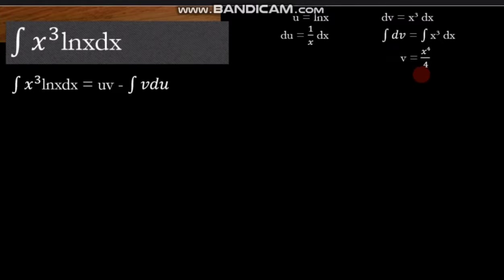And now, we will just have to substitute our values into the formula. So, the integral of x raised to 3 ln x dx is equal to ln x, which is the value of u, times x raised to 4 over 4, which is our value for v, minus the integral of x raised to 4 over 4 times 1 over x dx, which is our du.